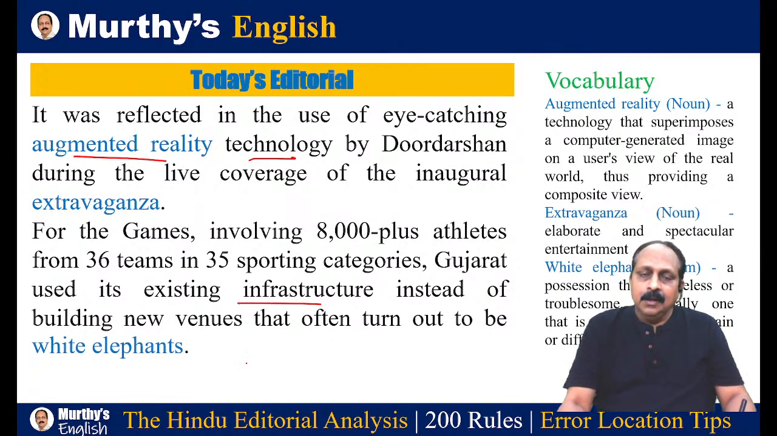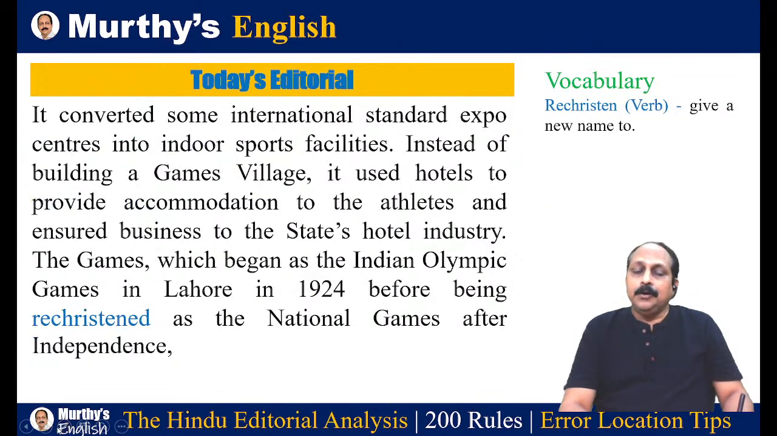One of the reasons why Gujarat state did not go in for new infrastructure or did not construct new venues is that usually these new stadiums or venues turn out to be white elephants. There is one important idiom over here. White elephant, a possession that is useless or troublesome, especially one that is expensive to maintain or difficult to dispose of. You have something very expensive, no use, at the same time difficult to maintain. Then we use the idiom white elephant.